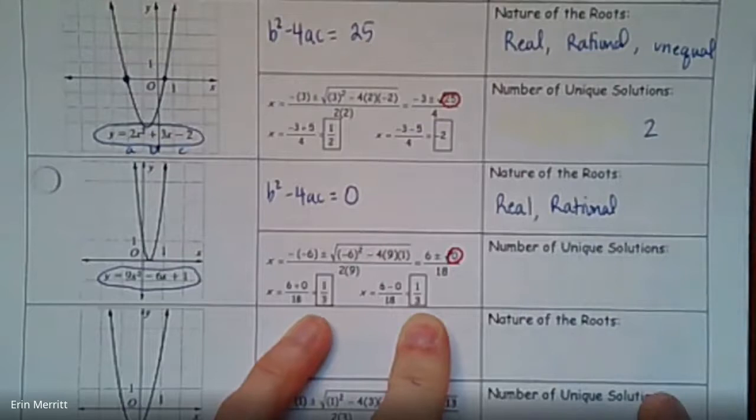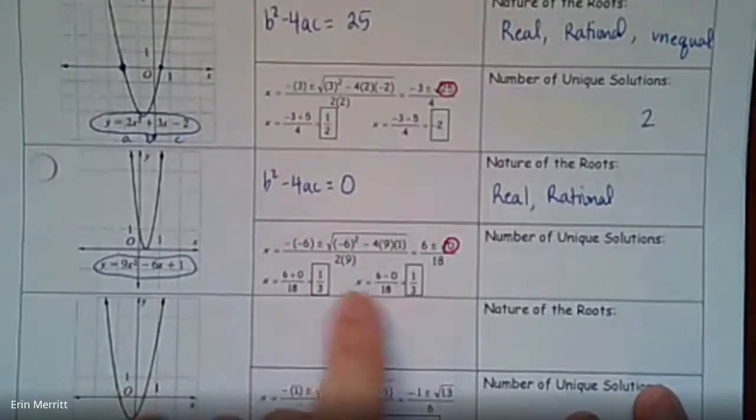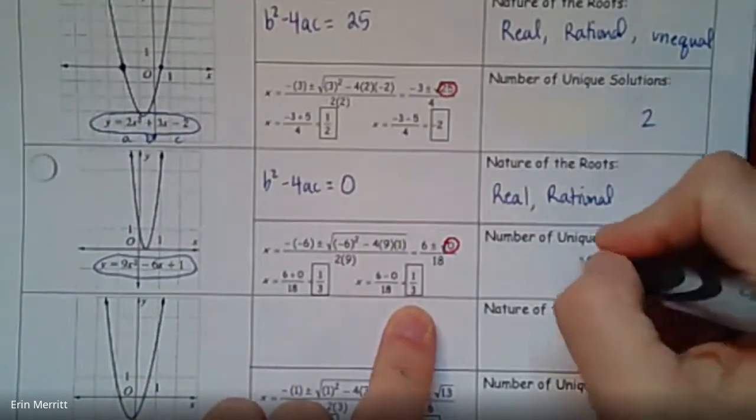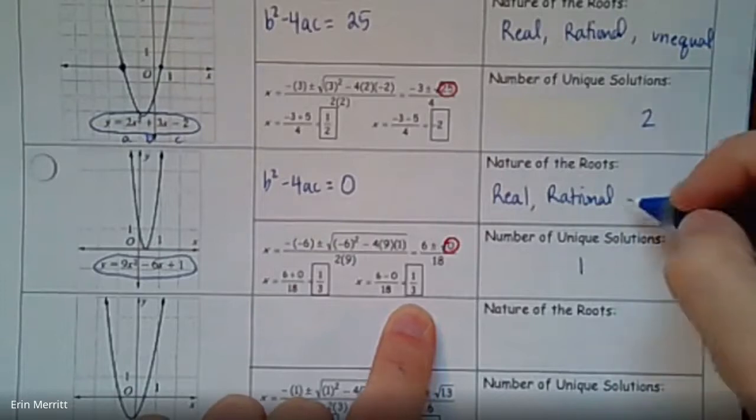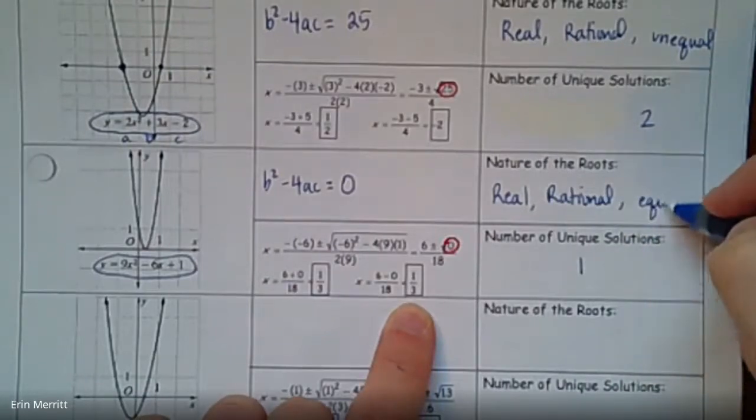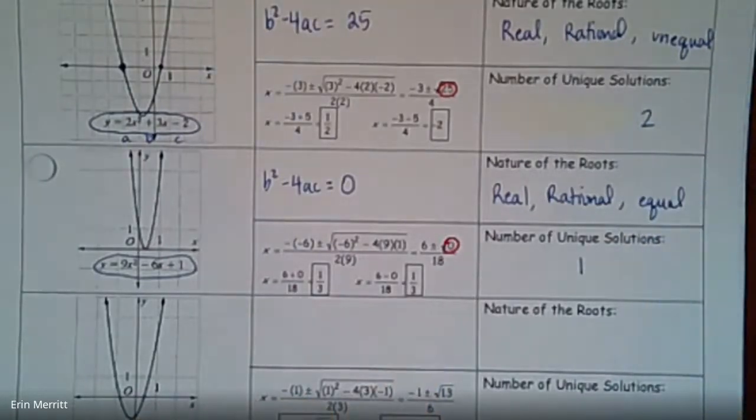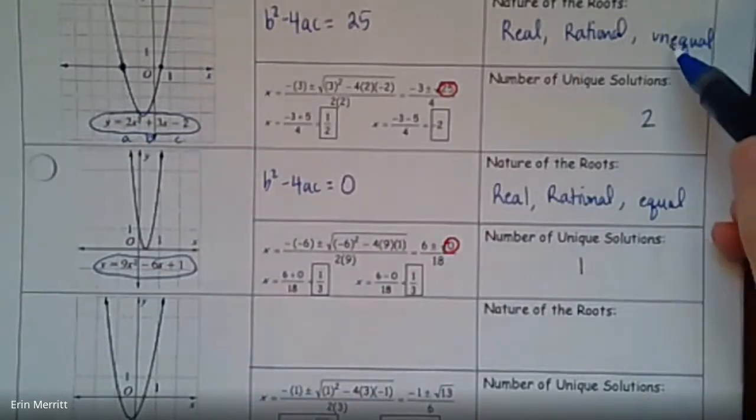And then when we think about it in terms of unique solutions, well, that's the same answer twice. So there's only one unique solution. And so you could say that these are equal roots because you're always going to get two answers. Do they come out the same or do they come out different? So here they were equal. Last time they were unequal.